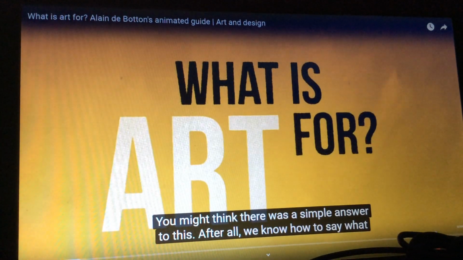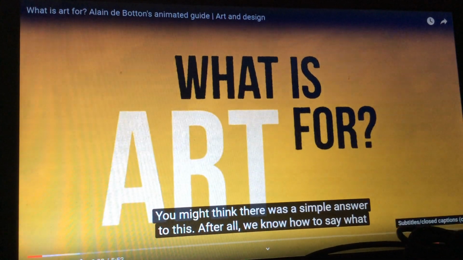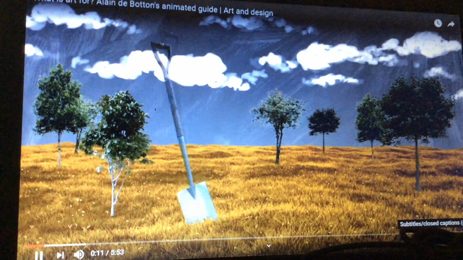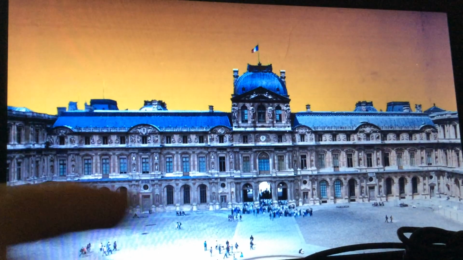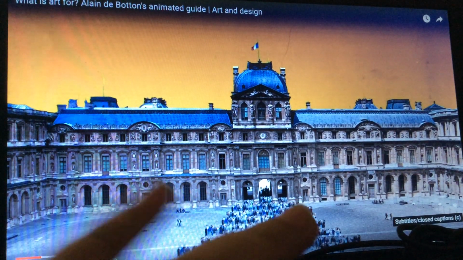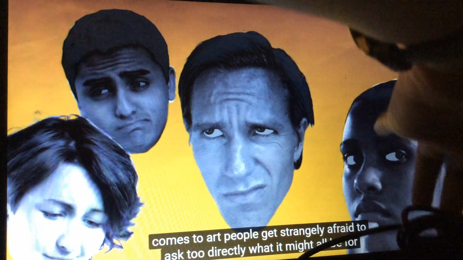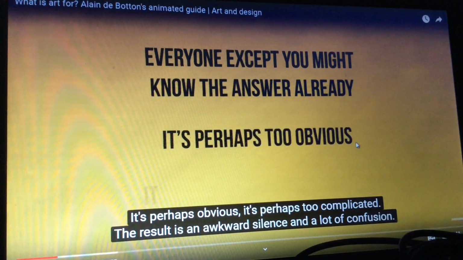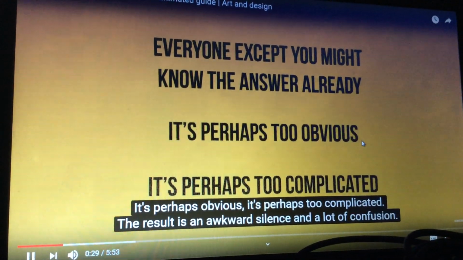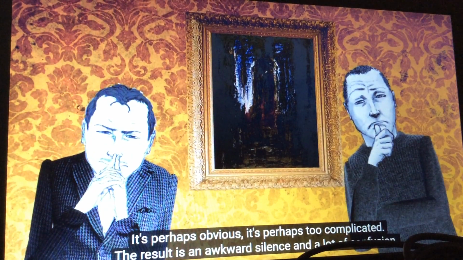You might think there was a simple answer to this. After all, we know how to say what most things are for, like this or that. And people flock to museums like never before, so they must have their motives. But when it comes to art, people get strangely afraid to ask too directly what it might all be for. Because, well, everyone except you might know the answer already. It's perhaps too obvious, it's perhaps too complicated. The result is an awkward silence and a lot of confusion.